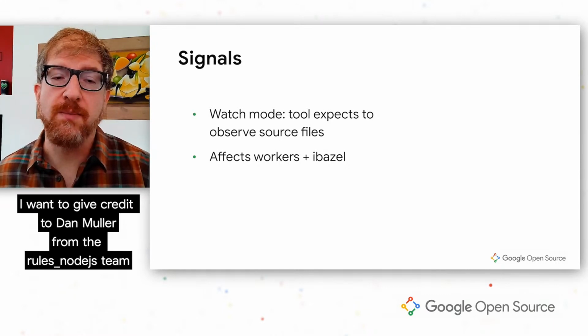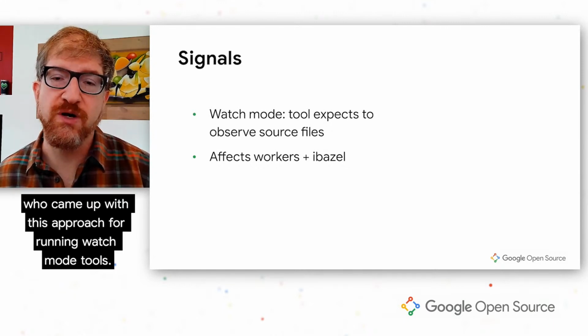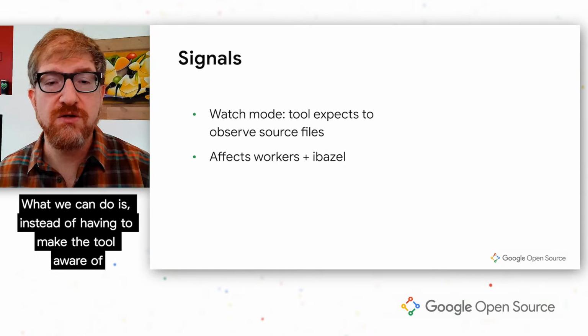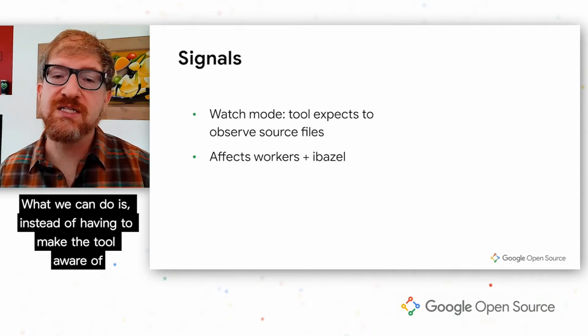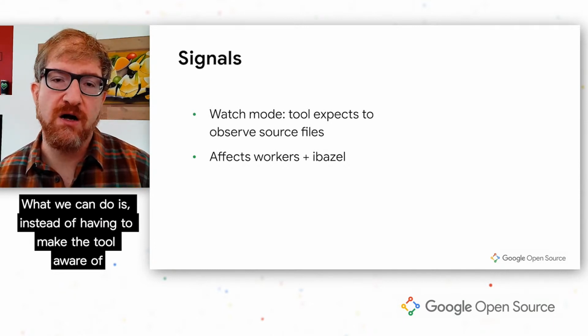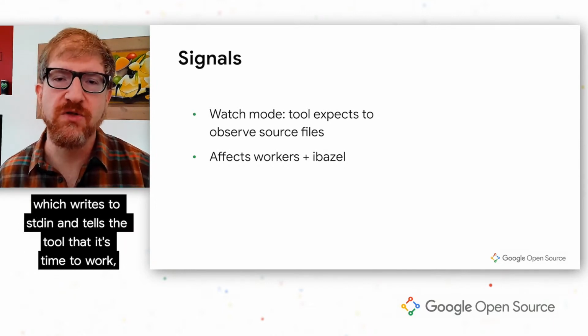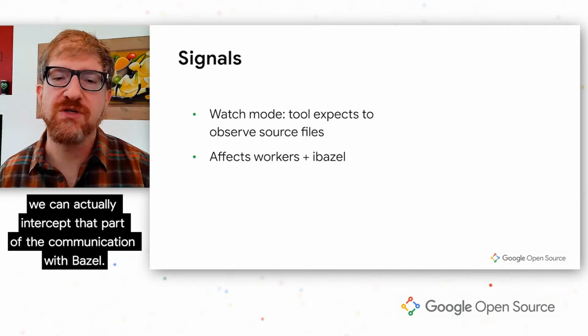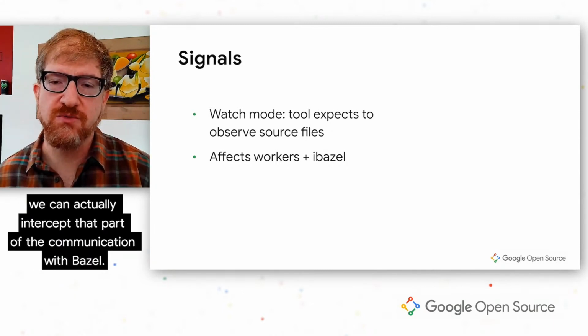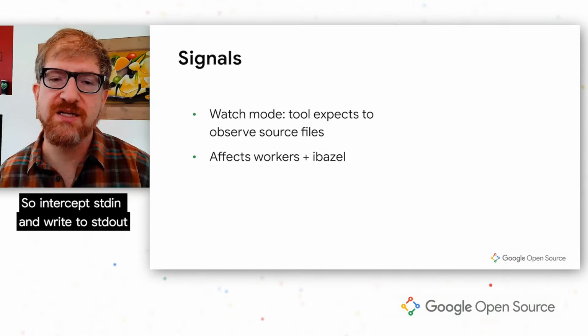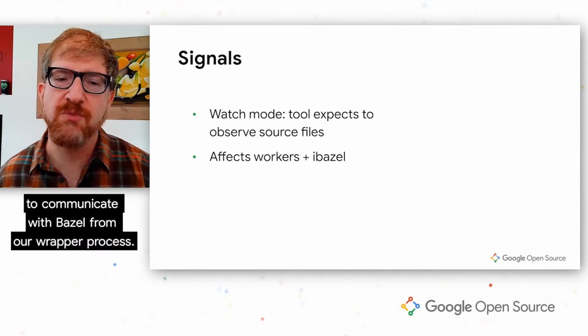So I want to give credit to Dan Muller from the rules_nodejs team who came up with this approach for running watch mode tools. What we can do is, instead of having to make the tool aware of the Bazel persistent worker API or the iBazel API, which write to standard in and tell the tool that it's time to work, we can actually intercept that part of the communication with Bazel. So we intercept standard in and write to standard out to communicate with Bazel from our wrapper process.